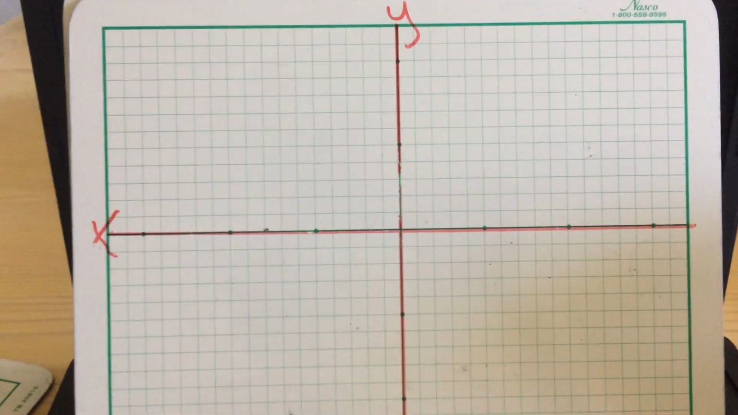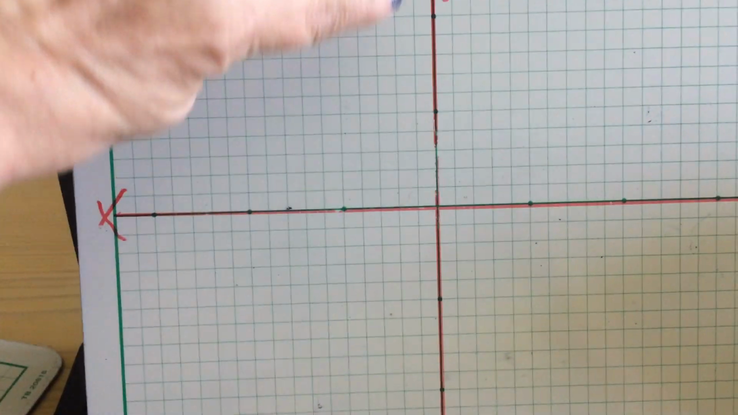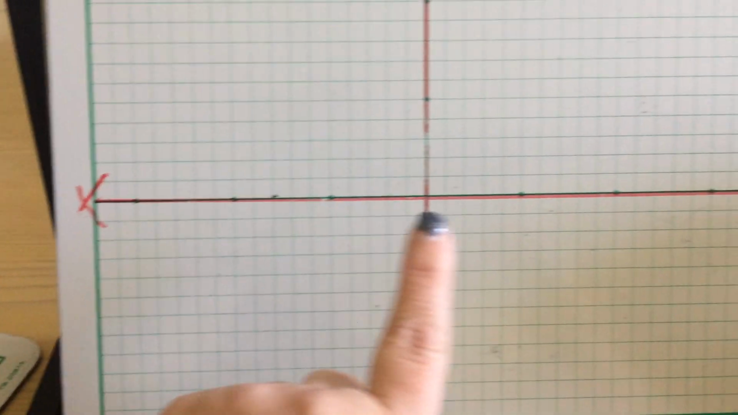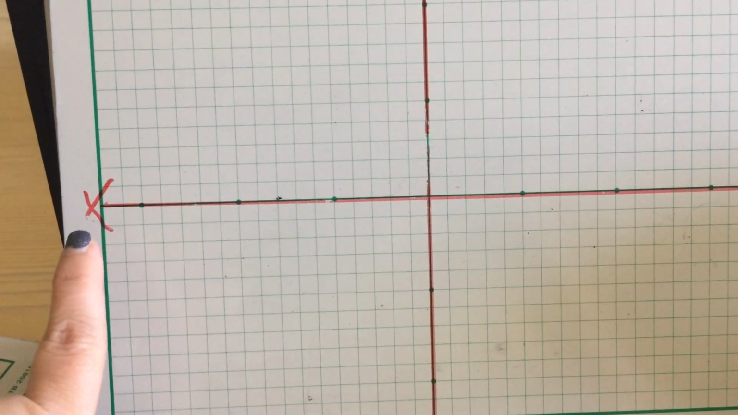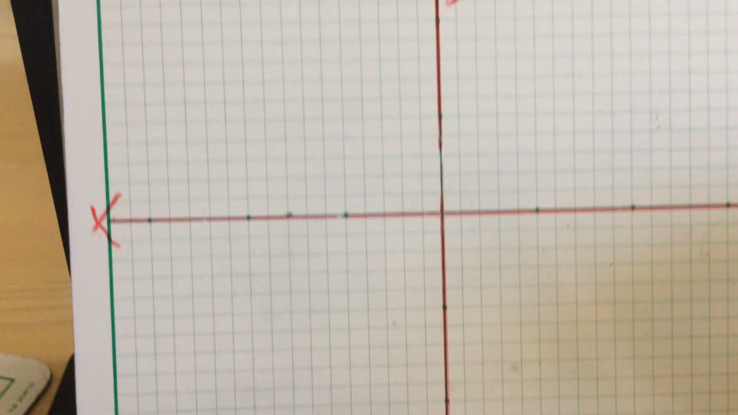If you look at a graph, you will see on this graph that I have drawn red on the line that goes up and down and red on the line that goes across. The line that goes across is the x-axis, and the line that goes up and down is the y-axis.